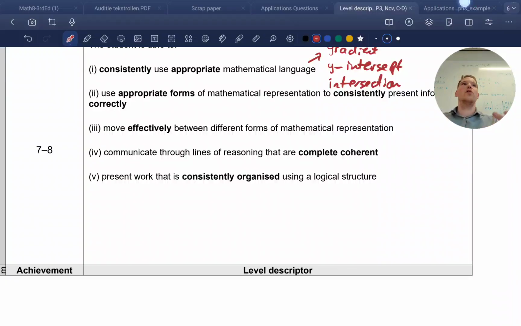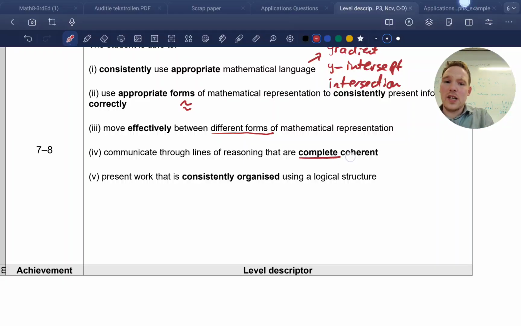So make sure you use your y and your x correctly. If you round an answer, you actually use the approximately symbol. Or the plus minus. Yeah, moving effectively between different forms. Well, what different forms did we see here? We saw equations, we saw tables, and we saw graphs. If those all match up nicely, let's make sure that you can move correctly between the forms.